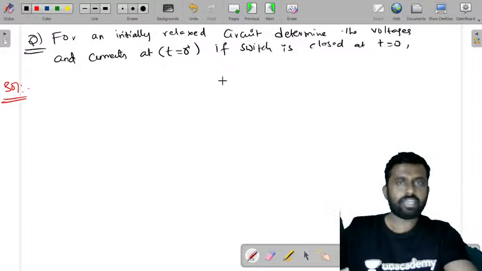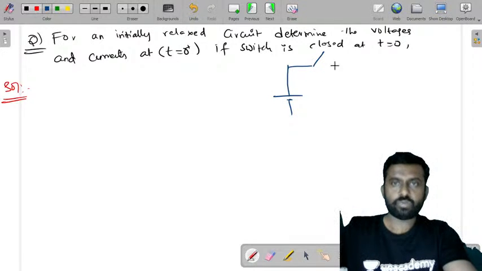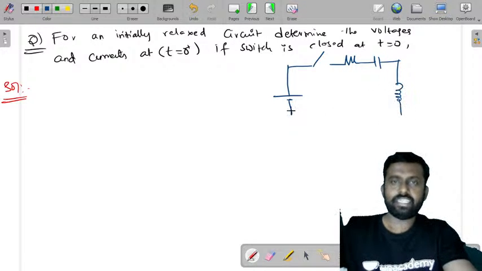And for the given question I have to draw the circuit. Yeah, let's take the circuit like this. This is 30 volts. There is a switch, and a resistor and capacitor are given. You have an inductor here.